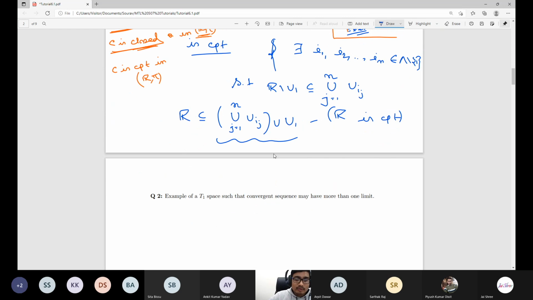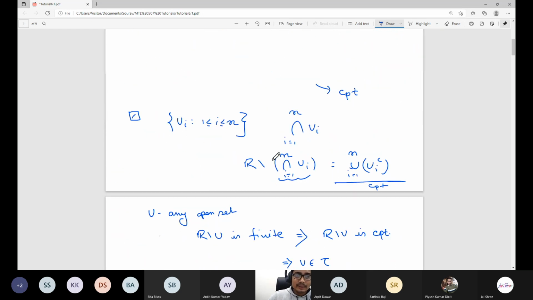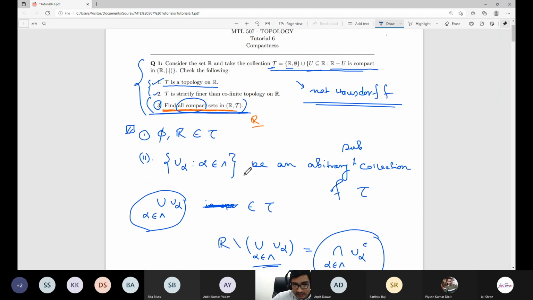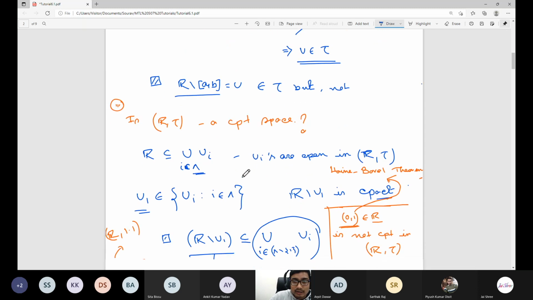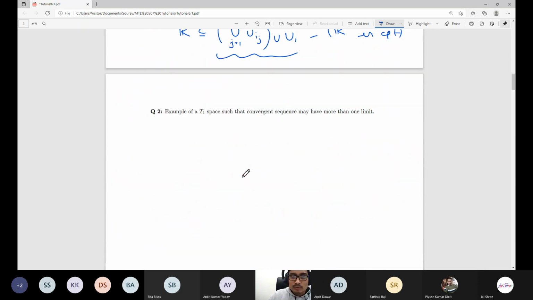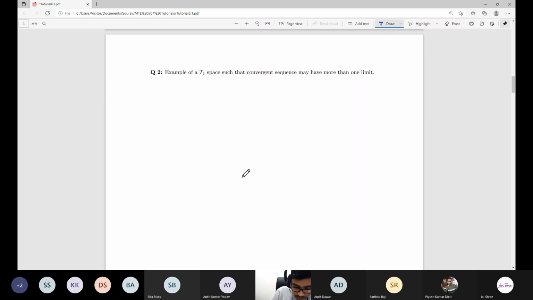Fine. Now let me move to problem number 2. This problem is still not complete. We need to find all compact sets, but so far we determined that all the closed sets are compact, and even R itself is compact. But we could not find all the compact sets yet. Okay, so let's move to the second problem.